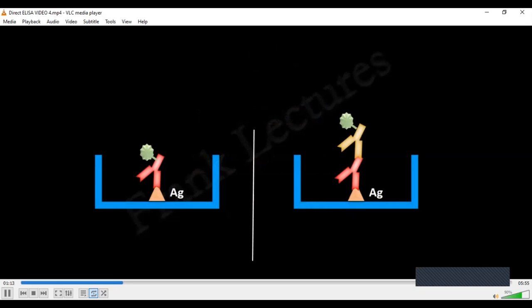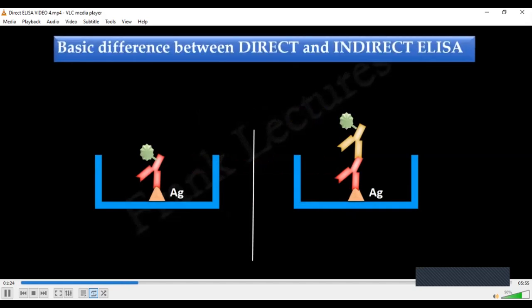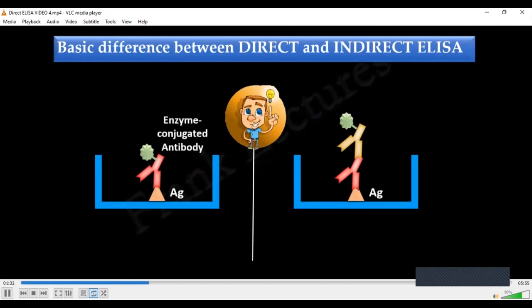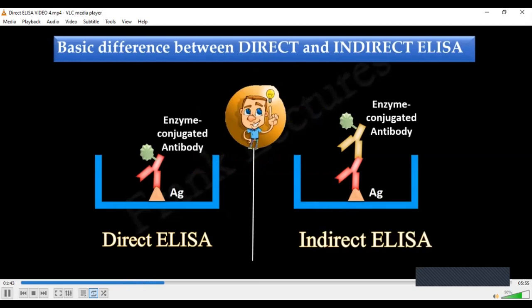In the previous video lecture, we understood the difference between the terms direct and indirect detection assay. The easiest way to remember the difference between direct and indirect ELISA is to look at the enzyme-linked antibody. If the enzyme-linked antibody is directly binding the antigen, it is direct ELISA. And if the enzyme-linked antibody is not directly binding to the antigen, then it is indirect ELISA. As you can see here, in indirect ELISA, the enzyme-linked antibody binds to the antibody already bound to the antigen.